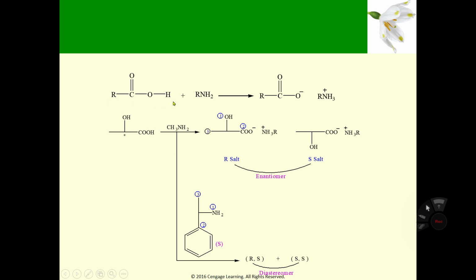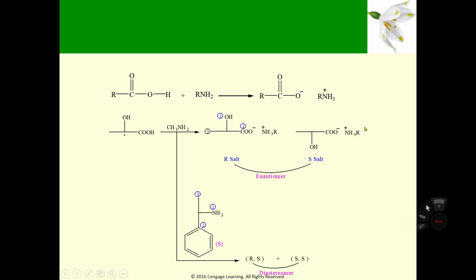For example, you have a carboxylic acid, that's an acid, and an amine is a base, so if you mix them together, there will be an acid-base reaction. Acid will provide the proton, base will accept the proton, and it will generate a salt. Okay, that's the acid-base reaction. Now, if you have an acid with one chiral center here, and you react it with a base like CH3NH2, for example, let's say this is a one-to-one mixture of R and S. Then if you react with CH3NH2, you will have a one-to-one ratio of R salt and S salt.